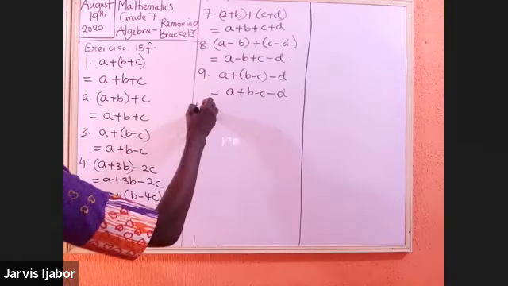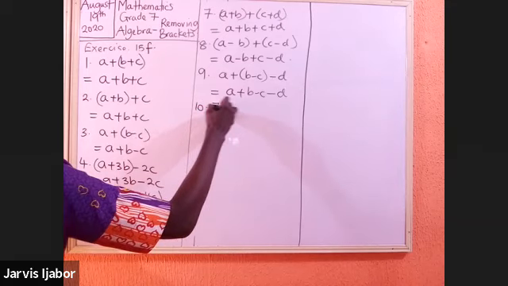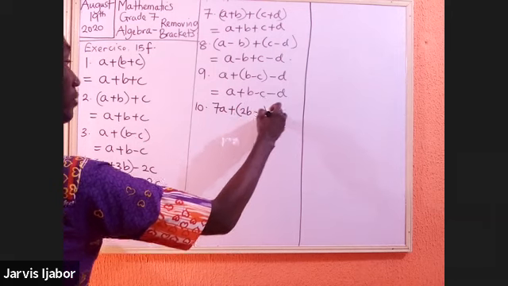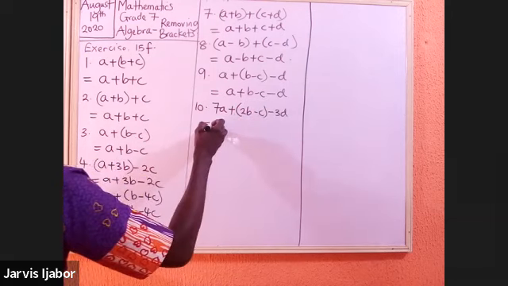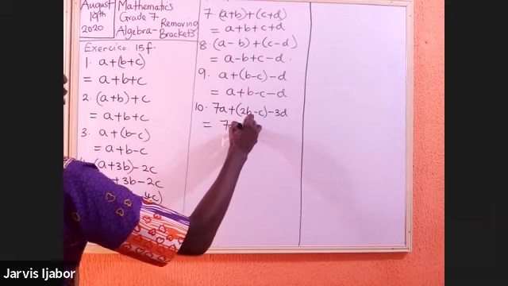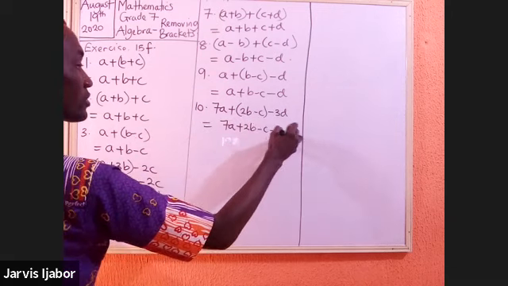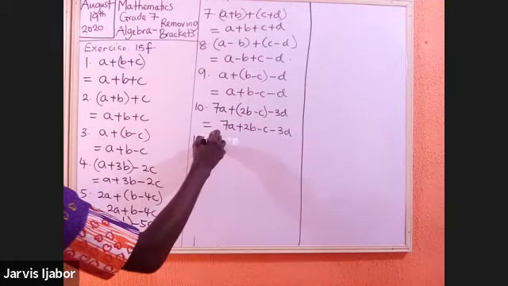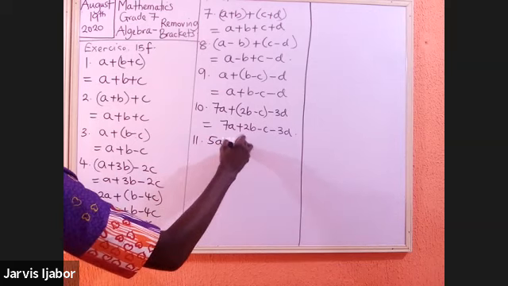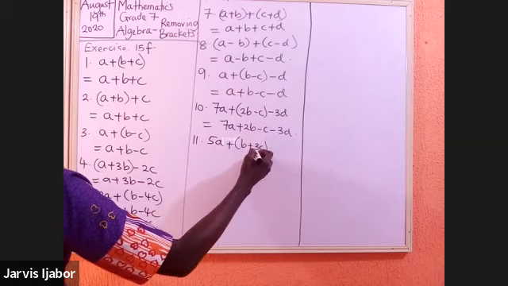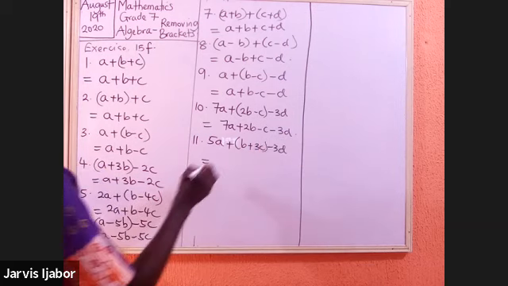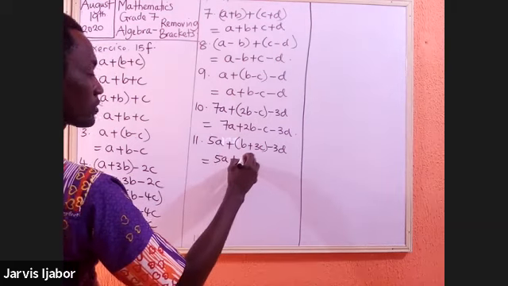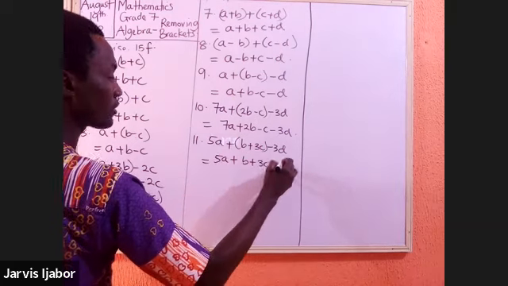Question 10, 7A plus 2B minus C minus 3D will be equal to what? 7A plus 2B minus C minus 3D. Question 11, 5A plus B plus 3C minus 3D. The brackets will leave again to become what? 5A plus B plus 3C minus 3D.